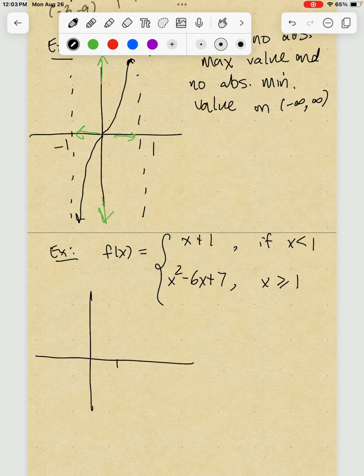Let's look at the graph. At x equals 1, the y value is 2. It just goes down like this. And then when x is equal to 1, you plug it into the quadratic function, you get 1 minus 6 plus 7, which is 2. This actually gets filled in, and it's this parabola. Right, so that's what this function looks like.